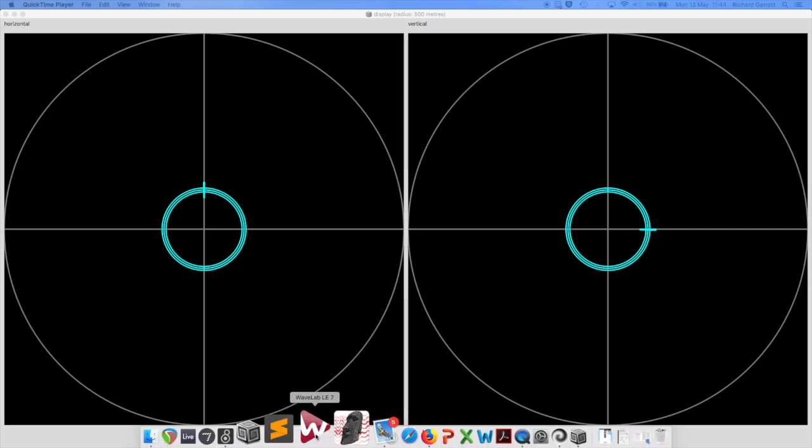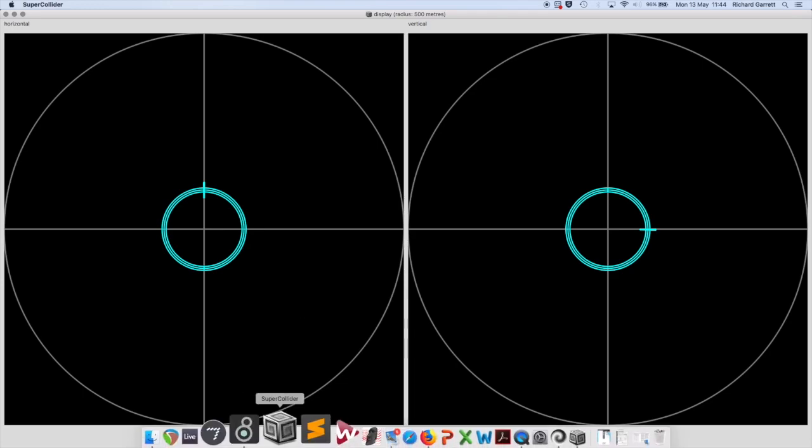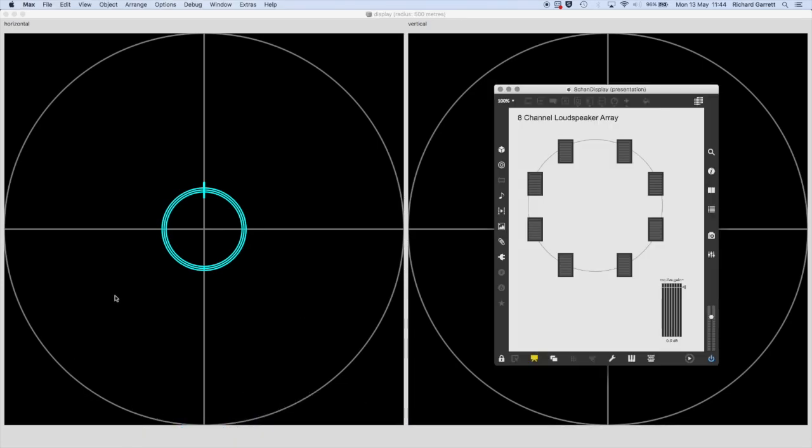So, concentrating on the horizontal plot, I'm now going to add a Max patch depicting 8 loudspeakers, showing the levels that might be produced by the system in a typical surround setup. First, I'm going to populate the bubble with a number of electronic hi-hat-like sound events generated in sequence around 8 points around the circle.